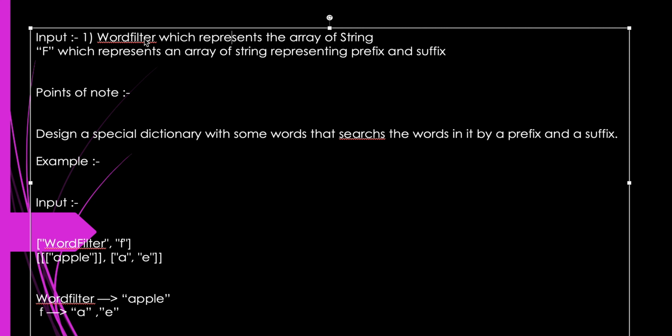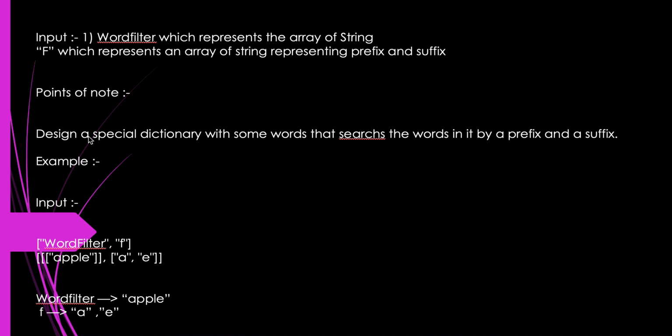Hi dear folks, today's Leetcode challenge is prefix and suffix search. In this problem, we are given input as word filter, which represents the array of string, and f, which is an array of string, and it represents prefix and suffix. In this problem, we have to design a dictionary that searches the word in it by a prefix and suffix.